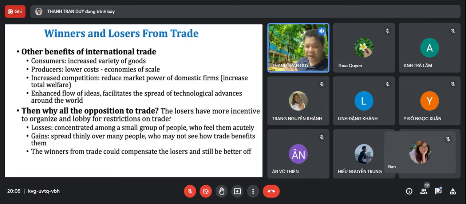So if we have international trade, we can enjoy a variety of goods. Like you and I, we can wear local products, right? But you also want to wear international products, right? So international trade brings a lot of benefit for consumers. Consumers can enjoy a variety of goods. All right, so that is the consumer.